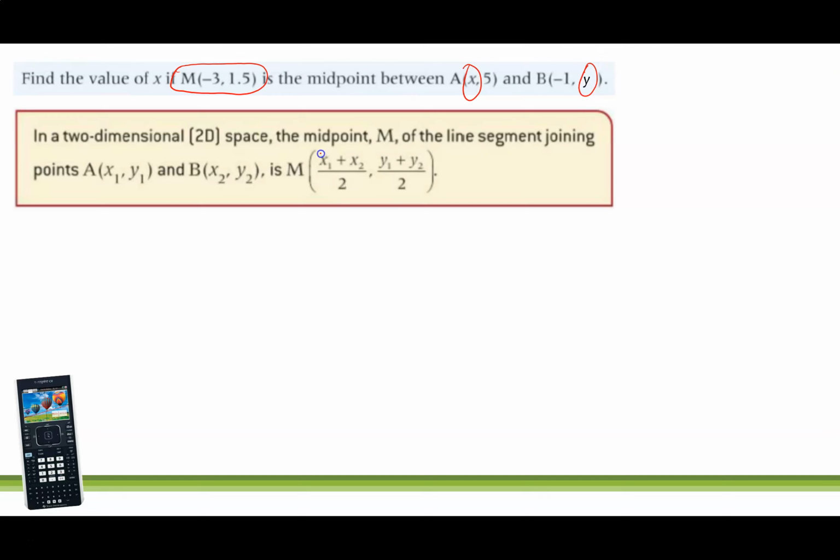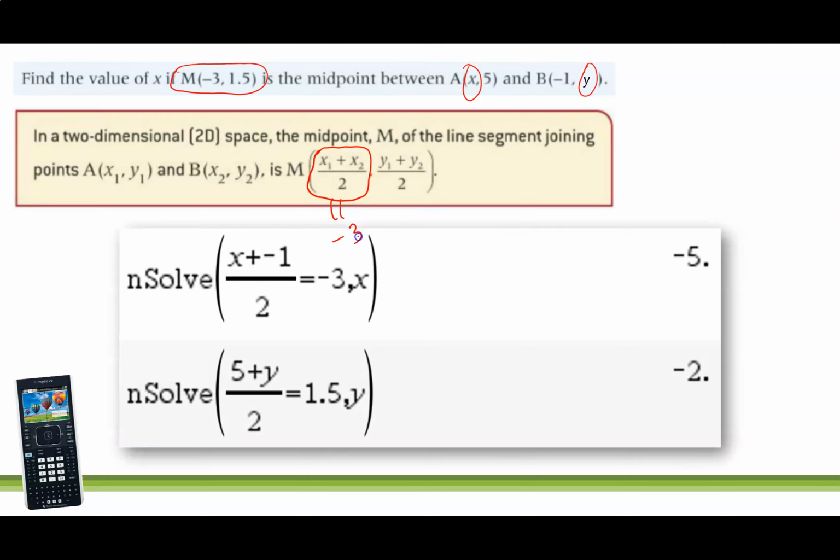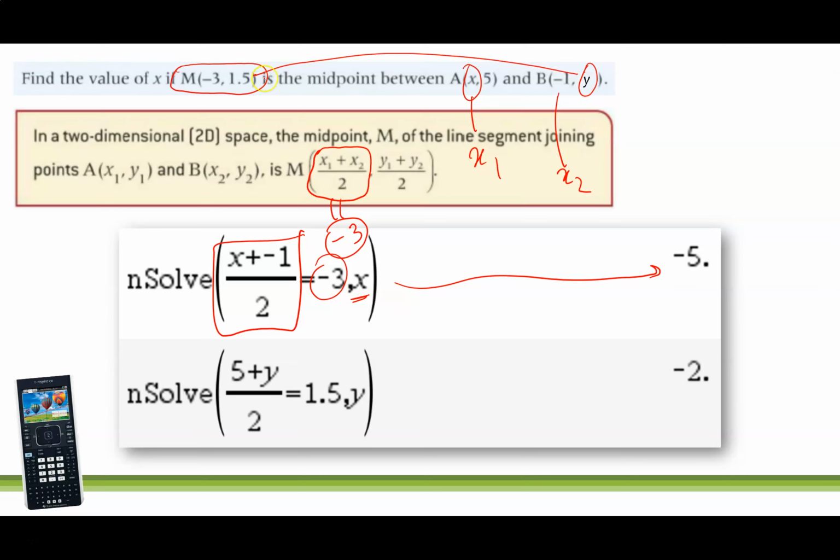Well, it turns out you can make this into a little equation since you know what the answer is going to be. And so what I'm going to do is I'm going to let this be x1, I'm going to let this be x2, and I'm going to put it into the midpoint formula, set the answer equal to -3, and solve for x. And it does. And then the same is true with y. The values are y and 1.5. It doesn't matter what order you put them in.